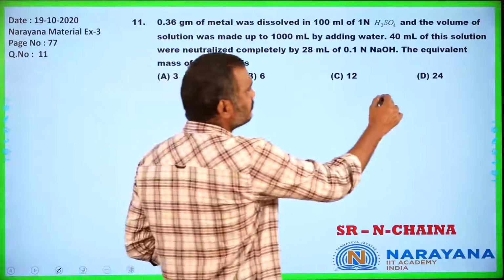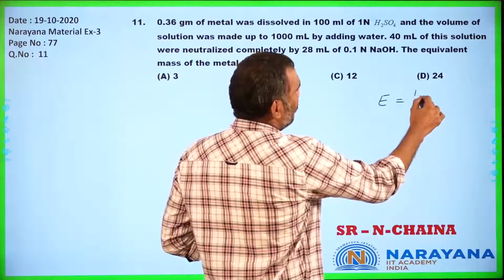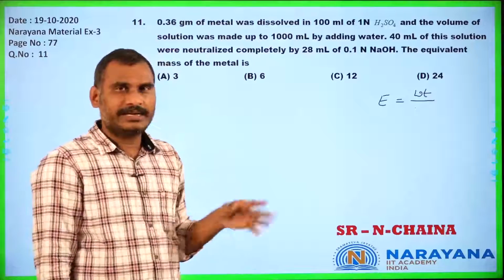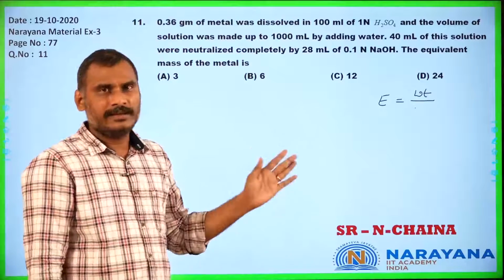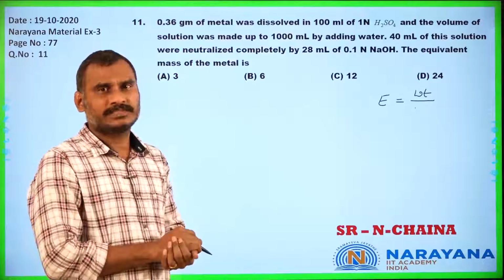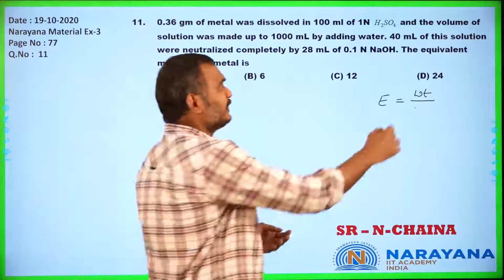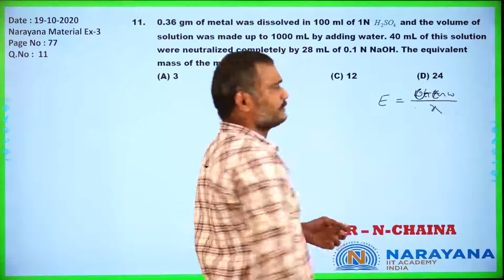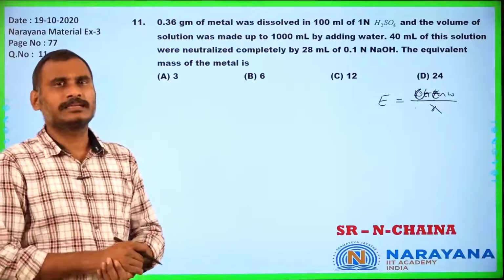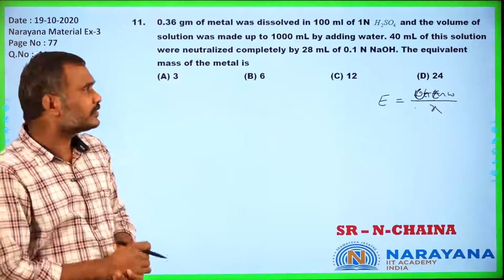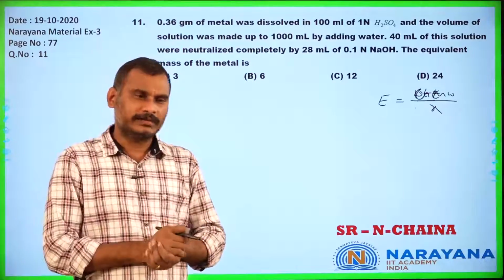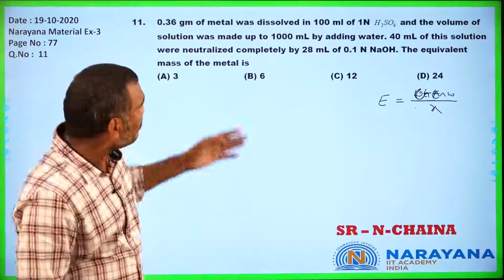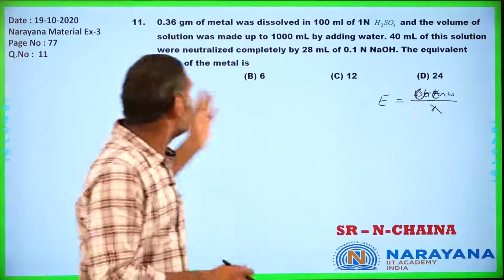Equivalent weight is equal to weight by gram equivalent weight. Equivalent mass they asked, gram molecular weight by X. If you write that, you will get the equivalent weight. So first we have to find out milli equivalents of the metal. If you know the milli equivalents, you can automatically get the equivalent weight of the metal.